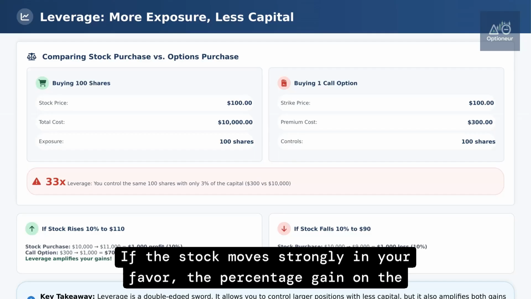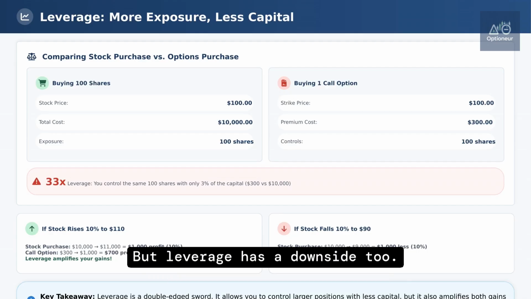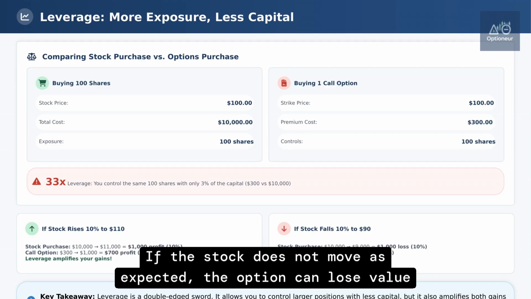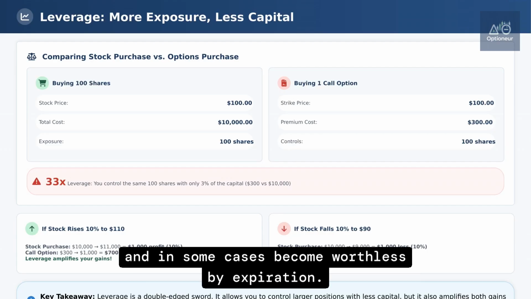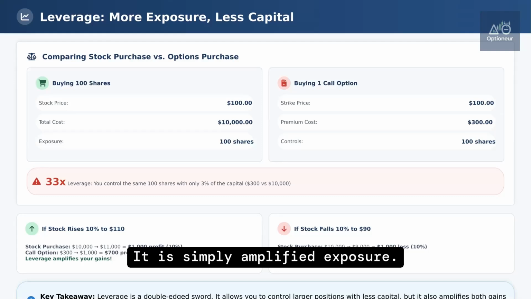If the stock moves strongly in your favor, the percentage gain on the option can be much larger than the percentage gain on the stock itself. But leverage has a downside too. It magnifies losses as well as gains. If the stock does not move as expected, the option can lose value quickly and in some cases become worthless by expiration. So leverage is not magic. It is simply amplified exposure. It can help and it can hurt.